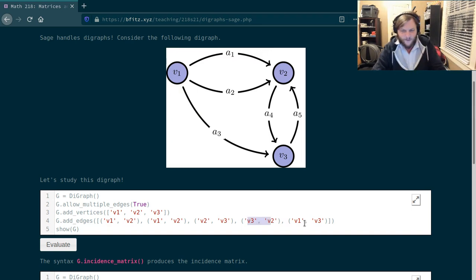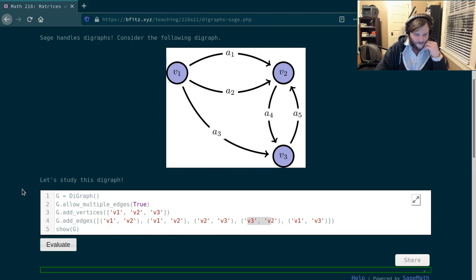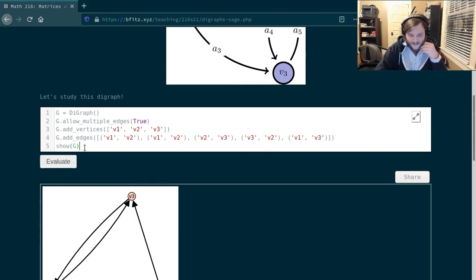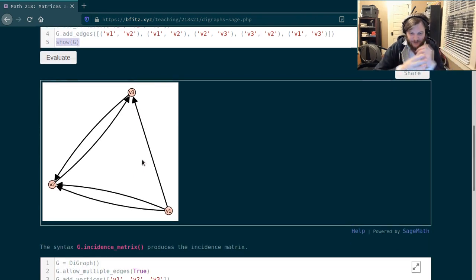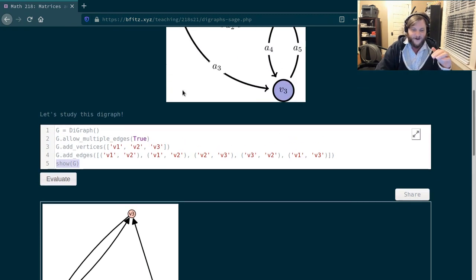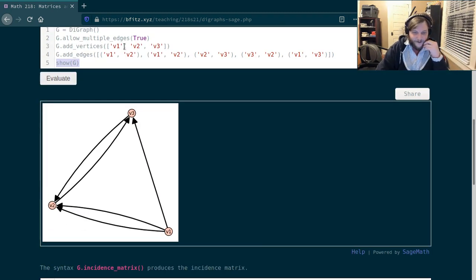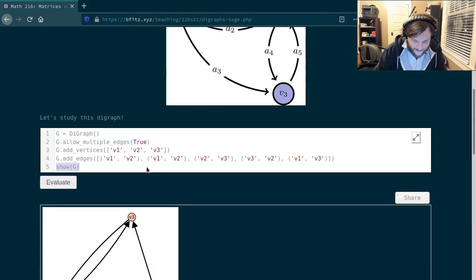I didn't put them down in the order that they're in the figure, but that won't be a problem for us, because, well, let me show you. What's cool is that in the last line I write show g, and this gives us an automatic artistic rendering of the directed graph. In my spare time, I wrote code that generated this image. Sage automatically takes the data that we input here and generates its own image. So even though these don't look identical, they actually are.